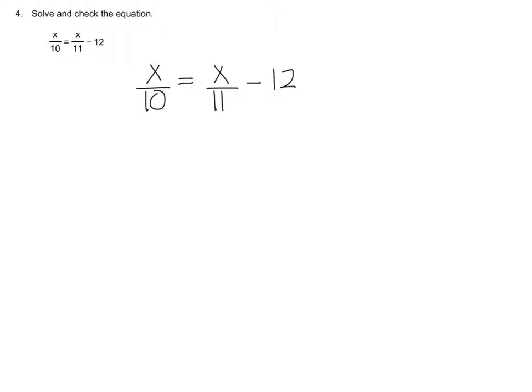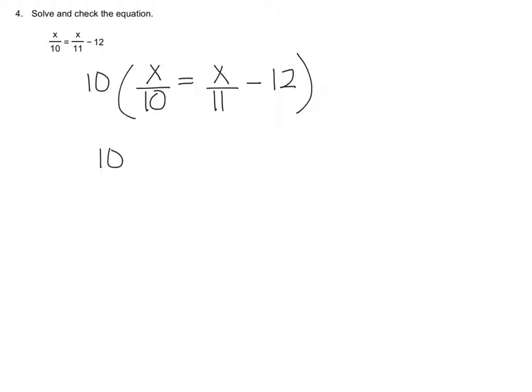To solve this problem, I want to get rid of the denominators. In order to do that, I'm going to multiply all of my terms by the denominator. First, I'll get rid of the denominator of 10. So I'm going to multiply my entire equation by 10.